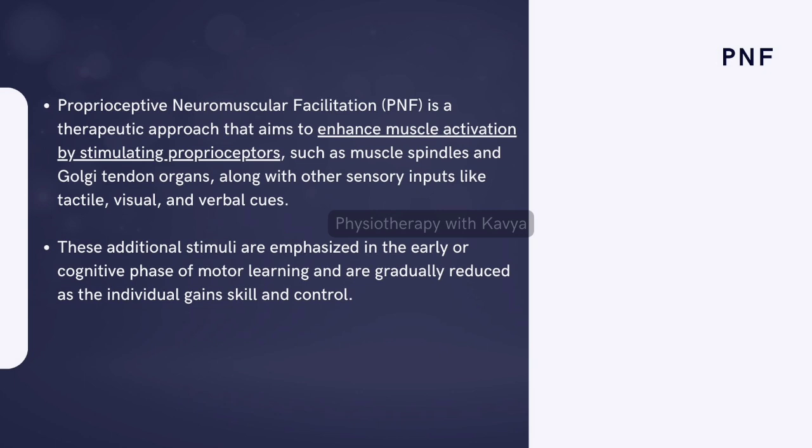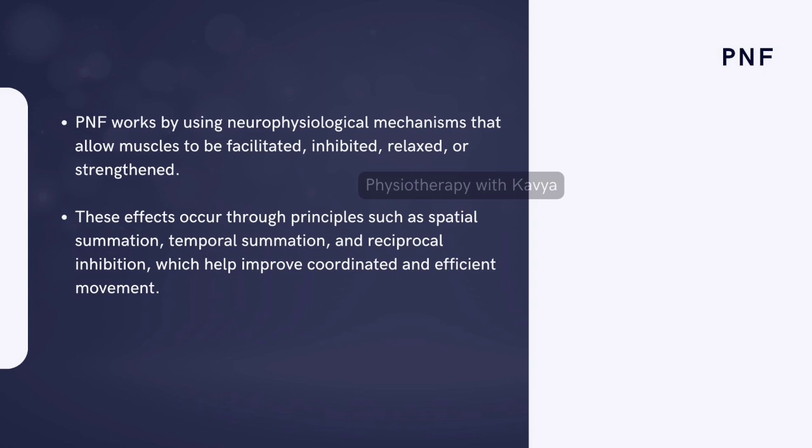Then we have PNF, Proprioceptive Neuromuscular Facilitation, that aims to enhance muscle activation by stimulating proprioceptors like muscle spindles and Golgi tendon organs, along with other sensory inputs like tactile, visual, and verbal cues. These additional stimuli are emphasized in the early or cognitive phase of motor learning and are gradually reduced as the individual gains skill and control. For a detailed video on PNF, click the link given above.